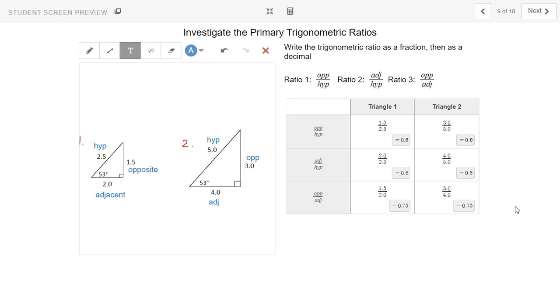Now look at all of these ratios in decimal form. You'll notice that opposite over hypotenuse in triangle 1 is exactly the same as triangle 2. Similarly, in all of the other ratios, we have the same numeric value. So what that means for both of these is that these triangles are in proportion. So these two triangles are similar.